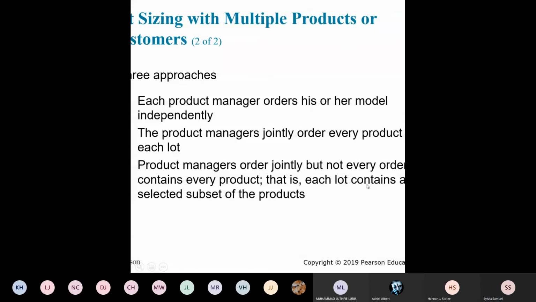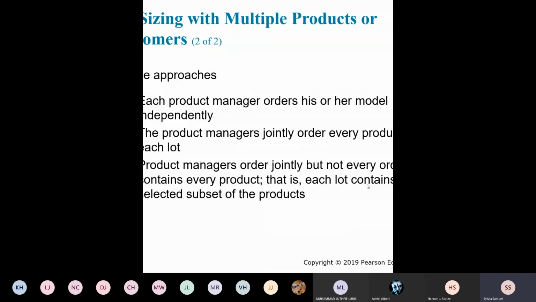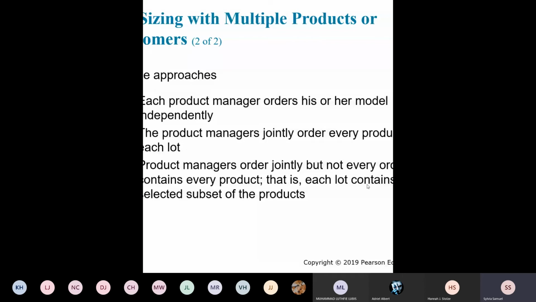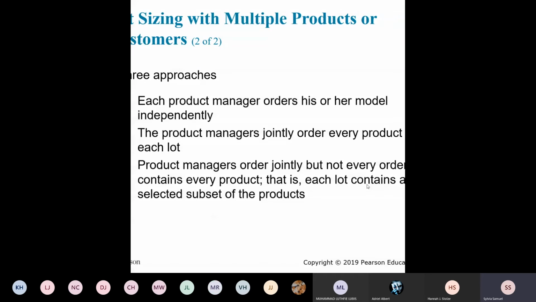The approach: product managers will order their models independently. So let's say, like I said before, Zara in Central Park needs more tank tops, so they will order tank tops. Or Holland Bakery, like the example I gave, chocolate flavors and cheese flavors, of course. And in Jakarta, maybe they love abon flavors or sausage flavors. So each product manager will order their model independently. And next, the product managers jointly order every product in its lot, to reduce the transportation cost and reduce ordering costs. That's why they jointly order every product.